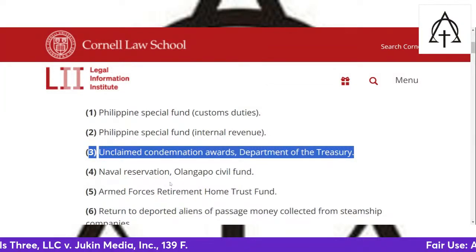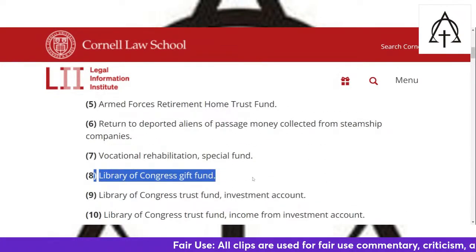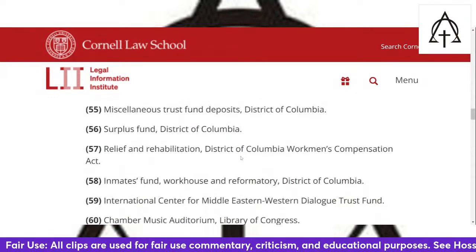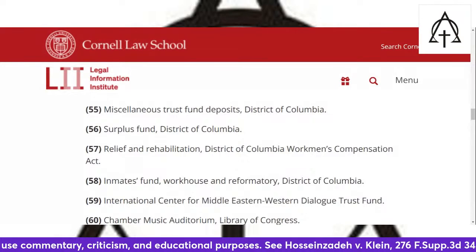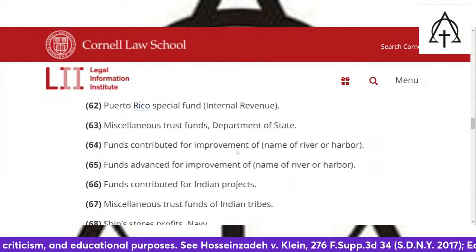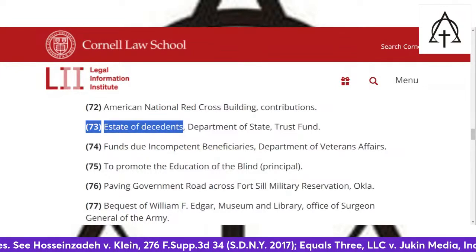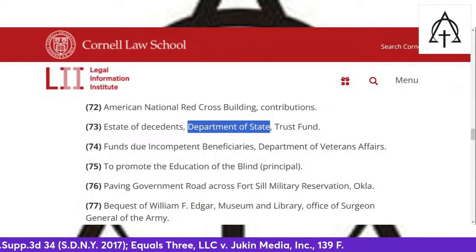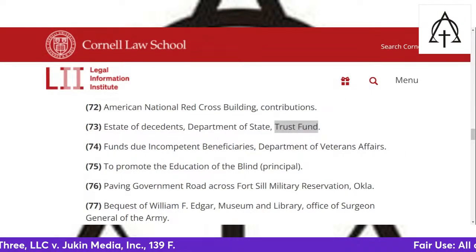Naval Reservation Olongapo Civil Fund, Armed Forces Retirement Home, Library of Congress Gift Fund. But we're going to go down here, and you guys can look at this 31 USC 1321 trust funds. And we go down here to 73, Estate of Decedents, Department of State Trust Fund. And that's the enumeration at birth, folks.